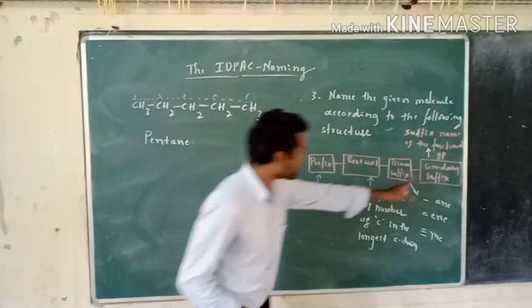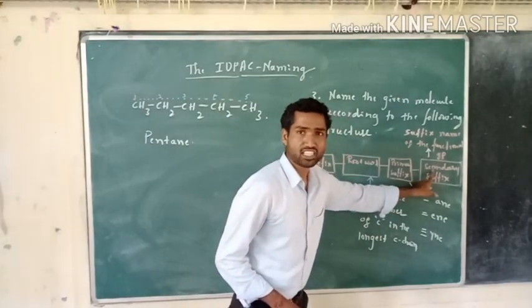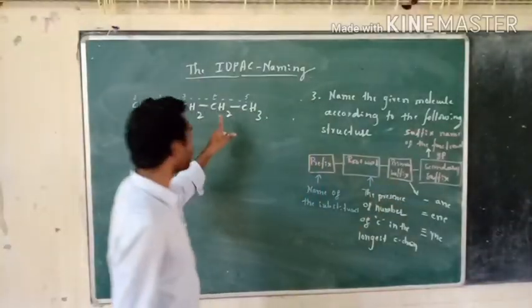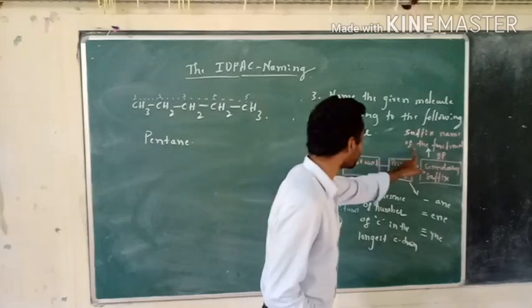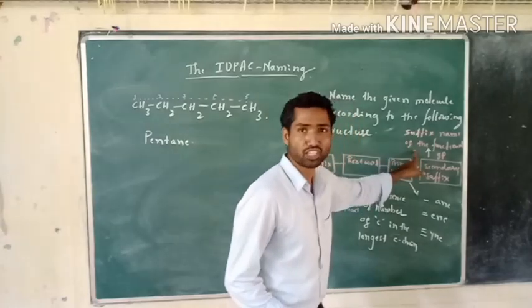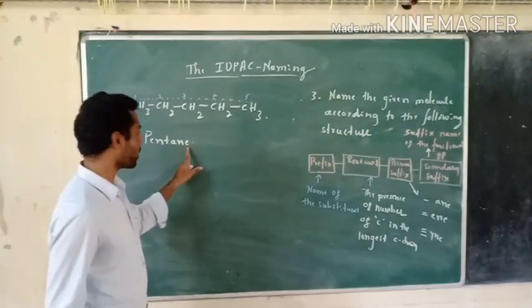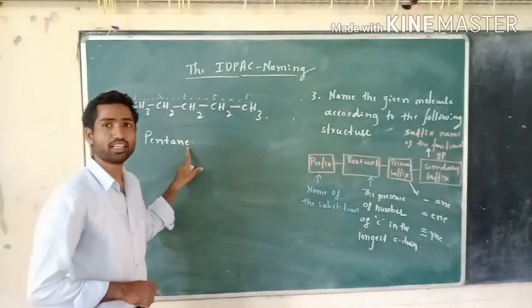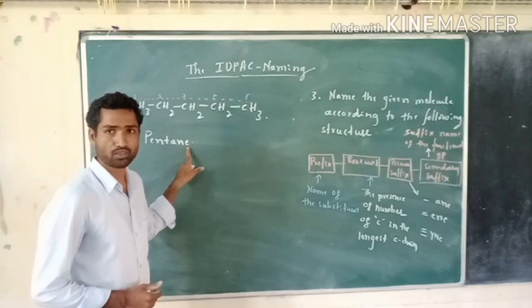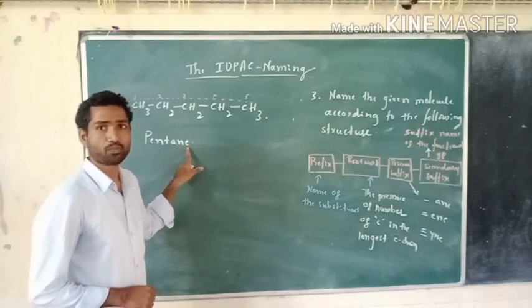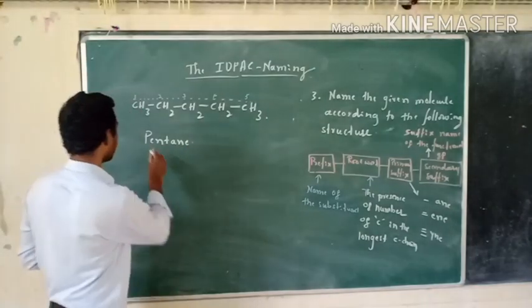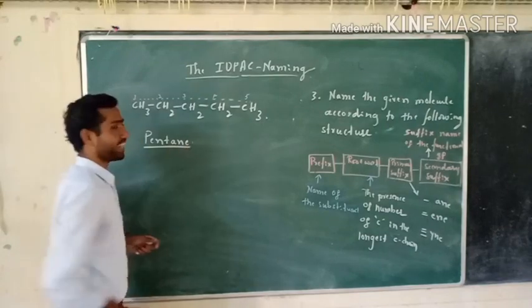Right. So the next thing is the secondary suffix. What does the secondary suffix indicate? It is nothing but the name of the functional group. This molecule does not have any functional group. Therefore, we are not supposed to replace the E by the name of a functional group. So the name of this molecule is pentane.